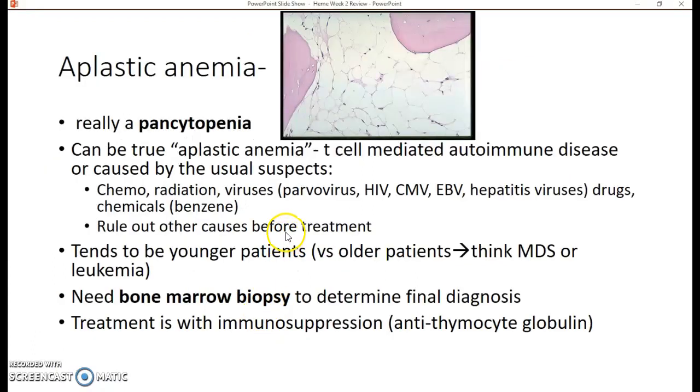Aplastic anemia is really a pancytopenia. Aplastic anemia can be caused by many things. True aplastic anemia is autoimmune aplastic anemia. It's T-cell mediated. It tends to be in younger patients, and you see on the bone marrow biopsy this fatty infiltrate. There's really no precursor cells in here. It's just empty, and you treat it with immunosuppression. Once you've ruled out these other potential causes, you use anti-thymocyte globulin. Remember, it's T-cell mediated, and this allows your counts to recover.